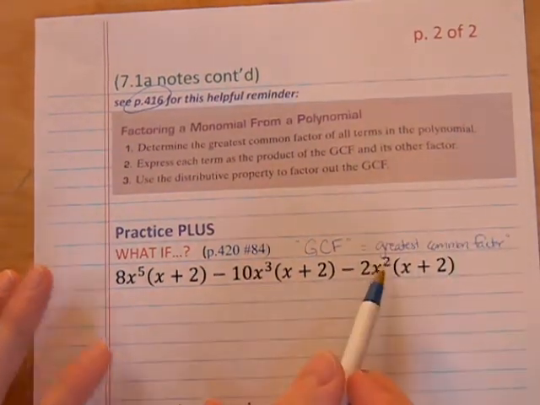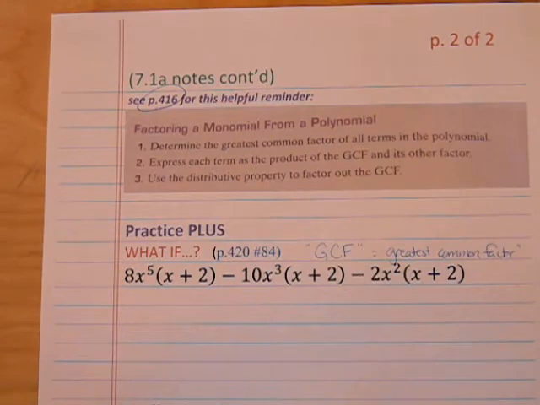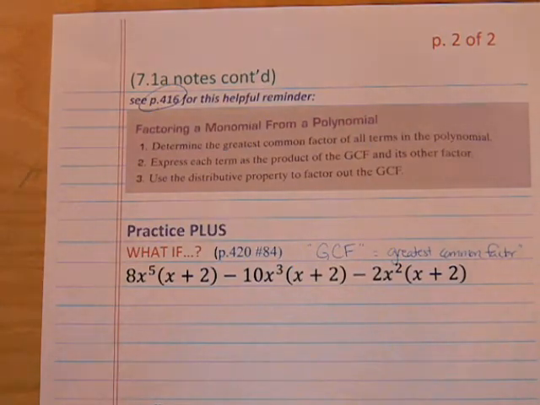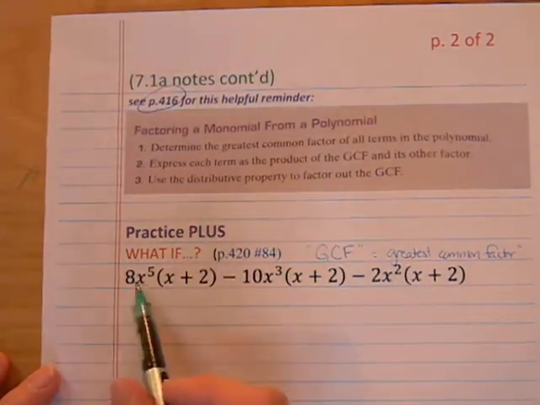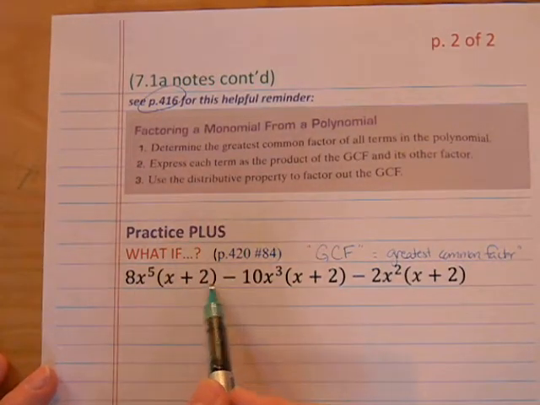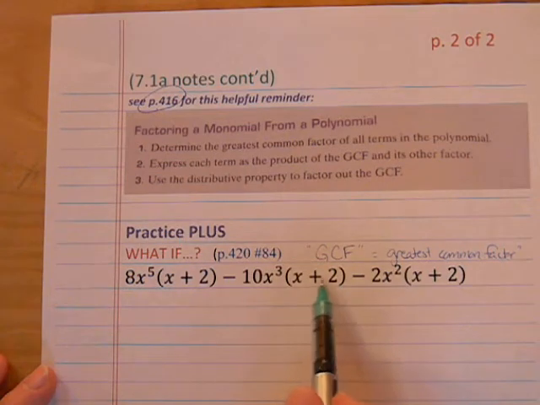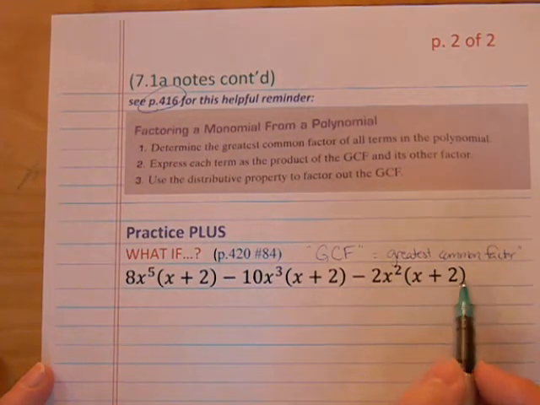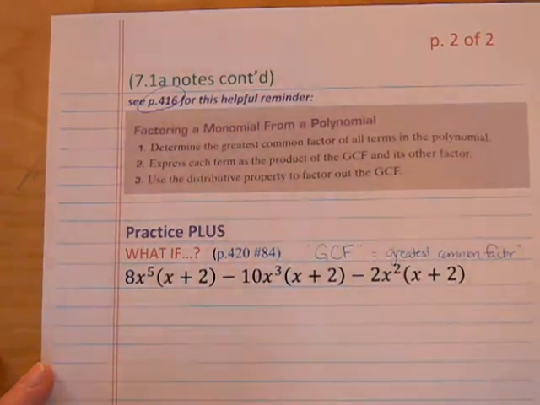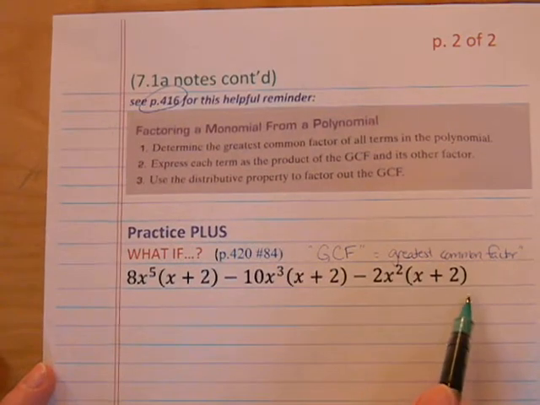And I wanted to show you one that you would see because sometimes it's not obvious what that would be when the problems get super large, like this one, number 84. 8x to the fifth times the quantity x plus 2 minus 10x cubed times the quantity x plus 2 minus 2x squared times the quantity x plus 2. Sometimes reading aloud the problem will help you hear and essentially see what these pieces have in common.